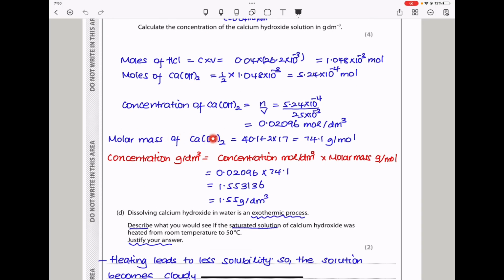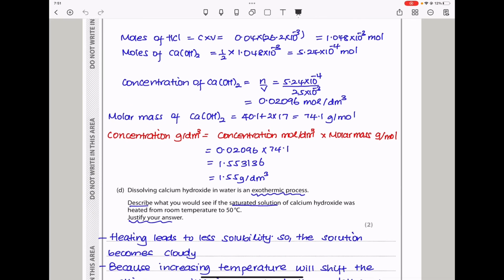And then the molar mass of calcium hydroxide is, of course, calcium 40.1 plus 2 of this, which is 17 times 2, and I got that. You also need to remember concentration in gram per decimeter cubed that we are asked to find should be concentration in mole per decimeter cubed times molar mass, which is gram per mole. So multiplying that times that gave me this as my answer, and that is the concentration in gram per decimeter cubed.